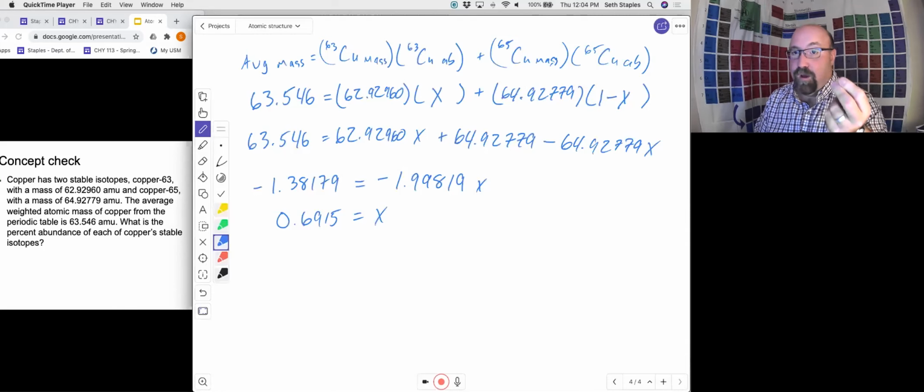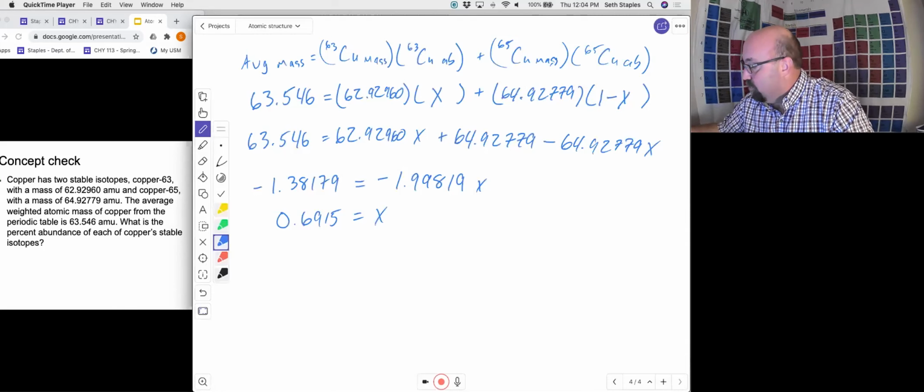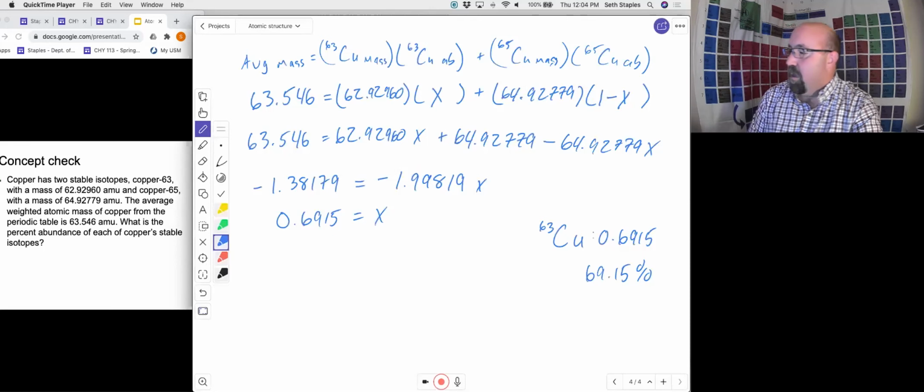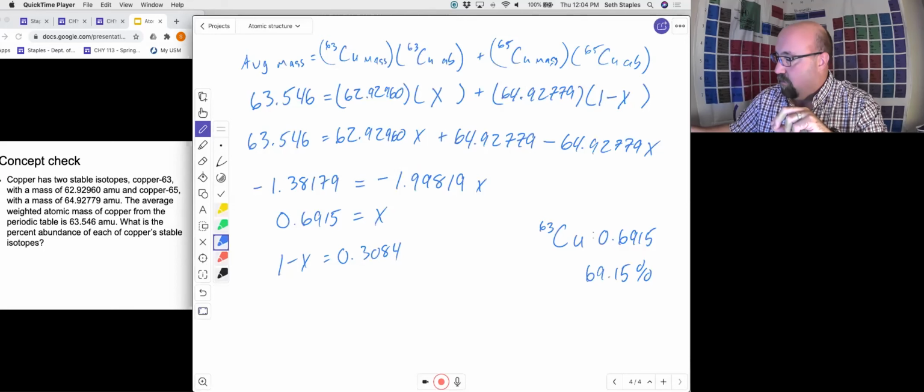Now let's remember what x was. We set x equal to our abundance of copper 63. And so copper 63 has an abundance of 0.6915, or if we then convert that up to a percent, 69.15%. And we set the abundance of copper 65 at 1 minus x. So 1 minus x is going to equal 0.3084.